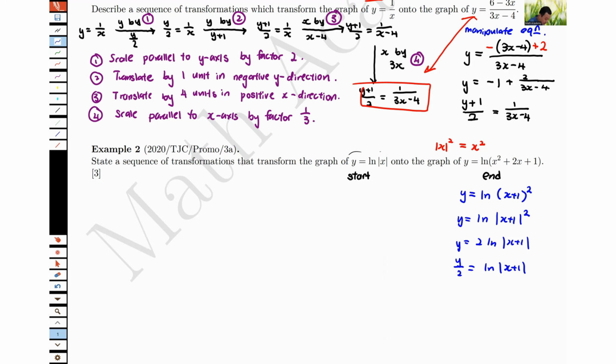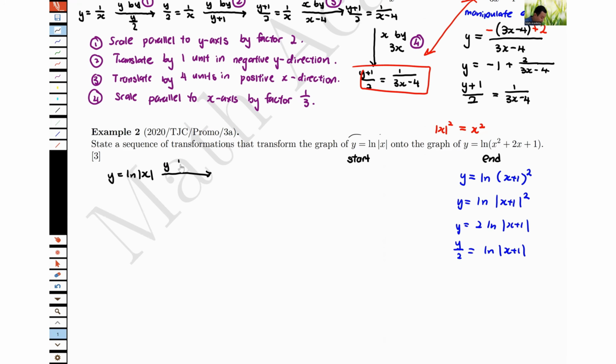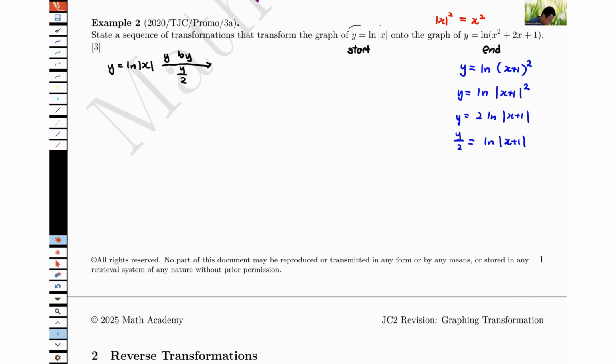Okay, so let's plan through again with the flow chart. We start with ln mod x. I want to go for a series of replacement. So we replace y by y over 2 first. Followed by, you want to create the x plus 1. So I replace x by x plus 1. Hence, I have 2 transformations to describe.